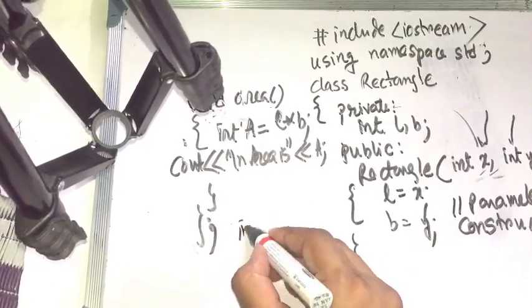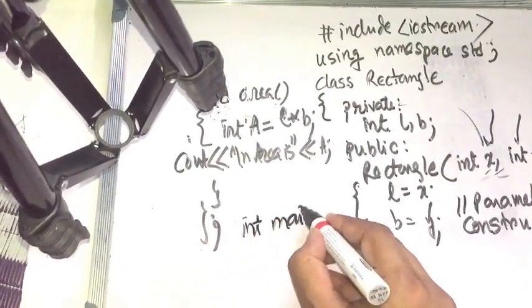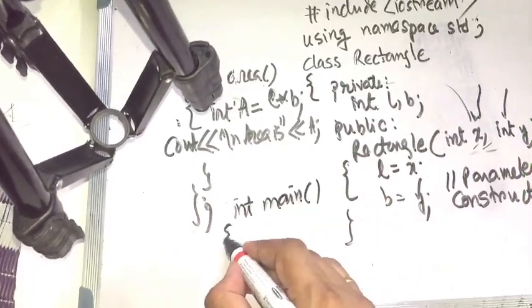Now the int main. The main function is there. This is the main.